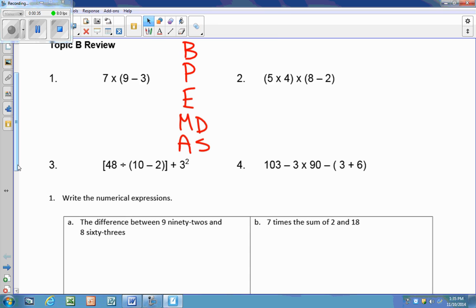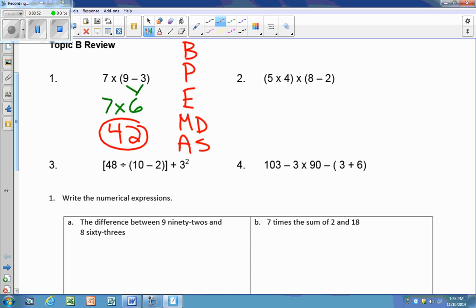So now we're going to start here, and the first thing I notice is there are no brackets. So I look at my parentheses first. So there's a 9 minus 3, which is 6, and I rewrite everything else. And now I have 7 times 6, and 7 times 6 is 42. Remember, there's no equal sign. We just simplify, we do not write an equal sign.